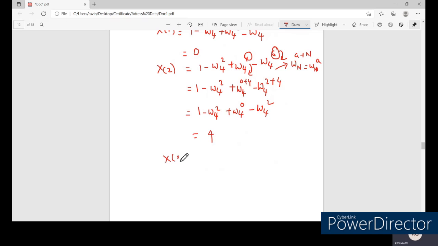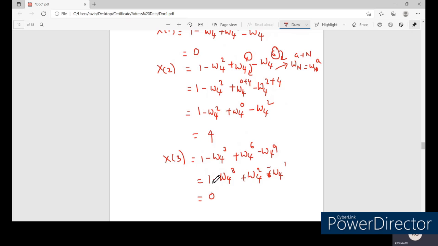Similarly, you will need to find x of 3. When you substitute, x of 3 is equal to 1 minus omega 4 to the power of 3 plus omega 4 to the power of 6 minus omega 4 to the power of 9. If you simplify this, 1 minus omega 4 to the power of 3 plus omega 4 to the power of 2 plus omega 4 to the power of 4 plus 4 plus 1. Sorry, here the minus sign is there. So if you substitute this, you'll be getting the answer equal to 0.